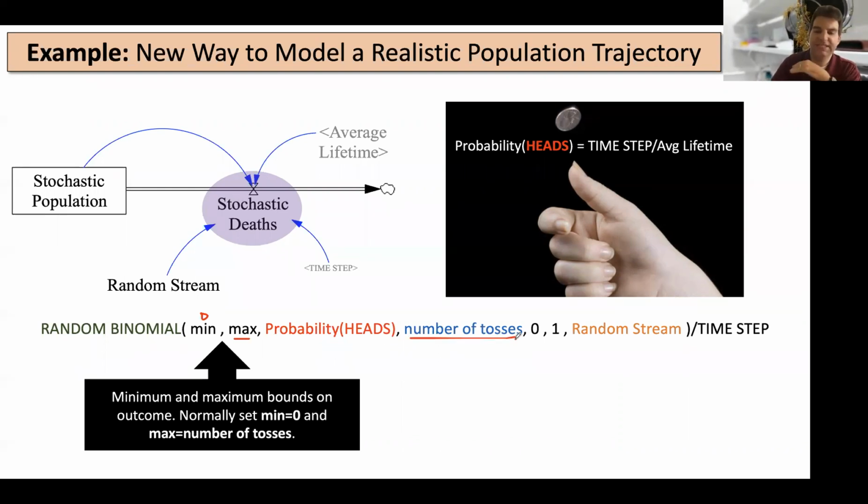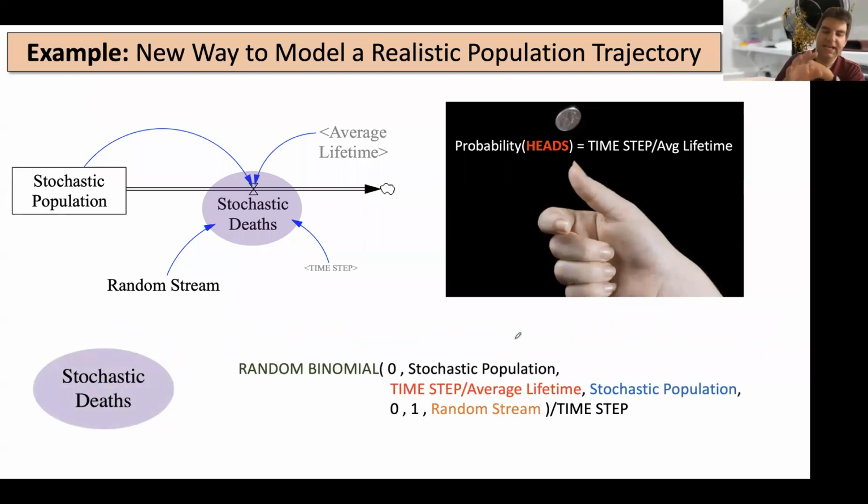So if I take all of that together, for this particular case I get this expression where this stochastic population enters into this formula in 2 different places, just because that's how this works. My probability of a death is going to be time step divided by average lifetime. Then my random stream allows for variability for different random streams. And then I divide by time step to turn this into a flow. After I do all of that, I can simulate this.